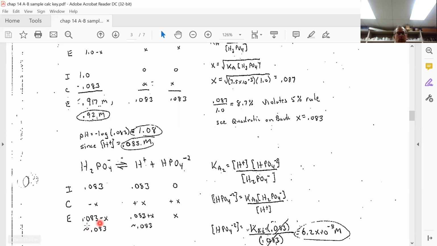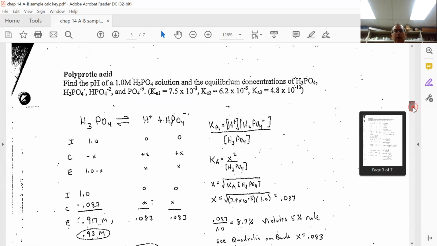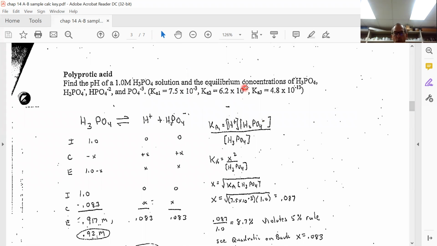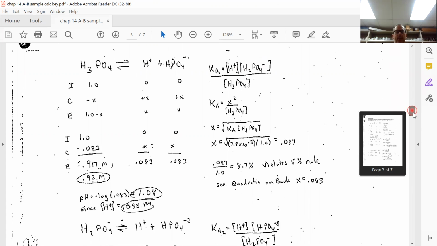I think that was one of the answers you're supposed to do. So that would be this one. Now notice the H plus, X is going to be real small compared to 0.083. So the contribution by the second one is not really going to be significant. And that's pretty typical if your K values are pretty far apart, like these ones are right there.